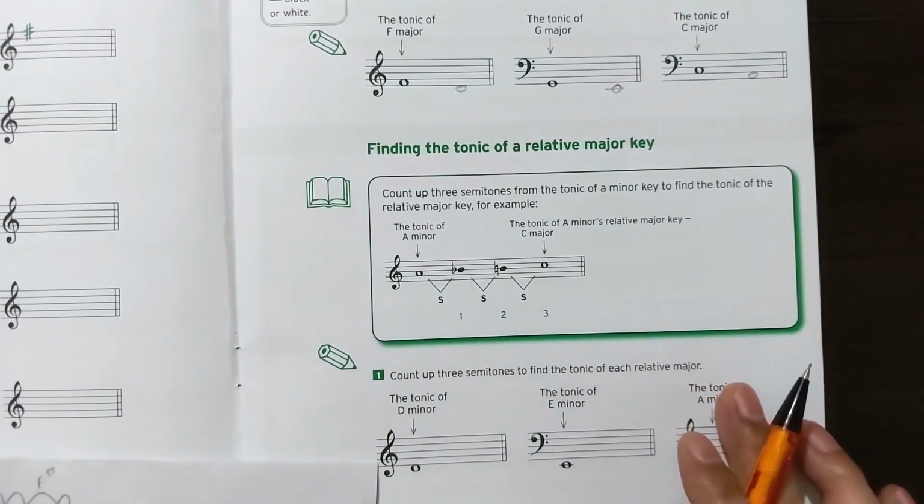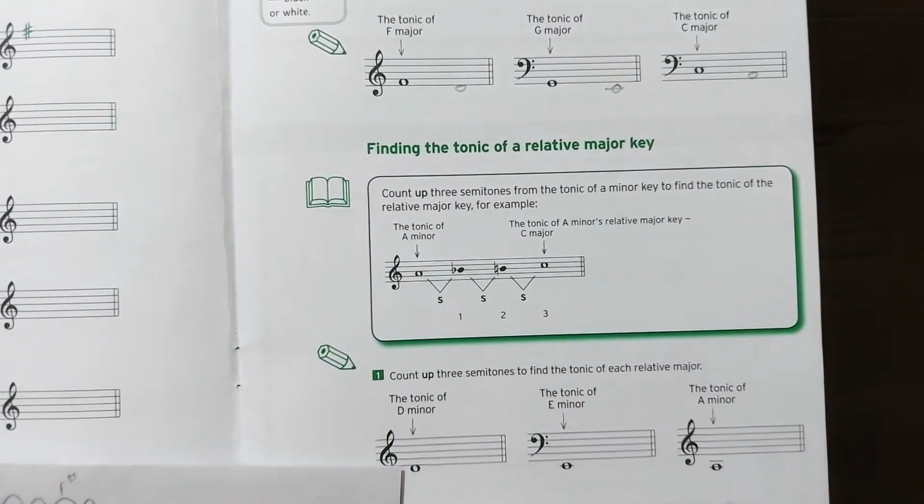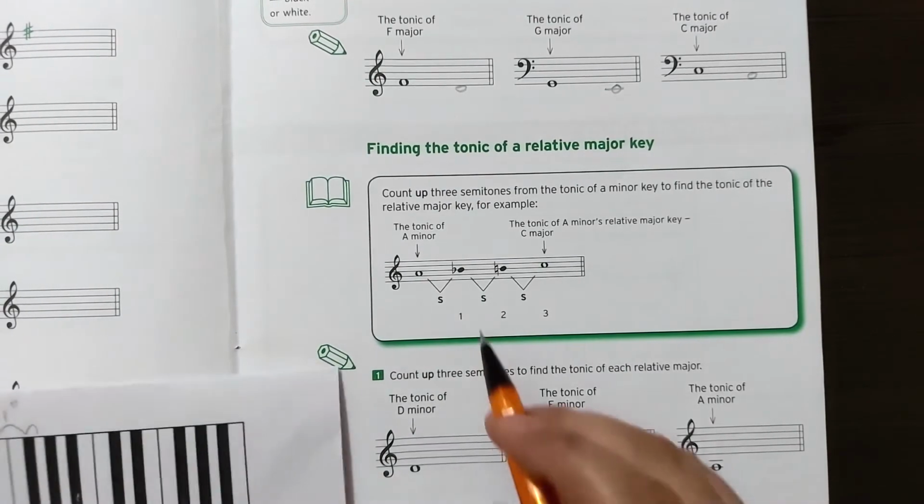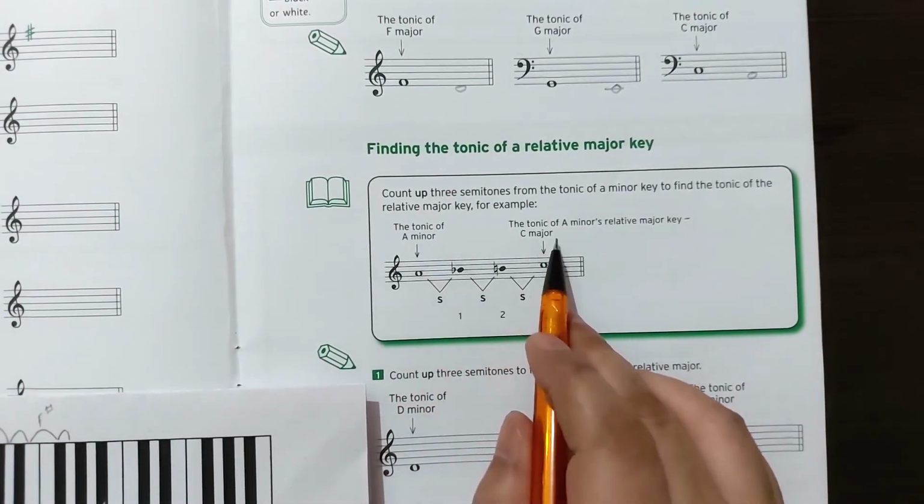Now in the next question they are asking for finding the tonic of a relative major key. It's the same formula. To find minor from major, you come down 3 semitones. Now if you want to find a major scale from a minor, same way you have to go up 3 semitones. I will show you an example. See, this is A minor, C major.